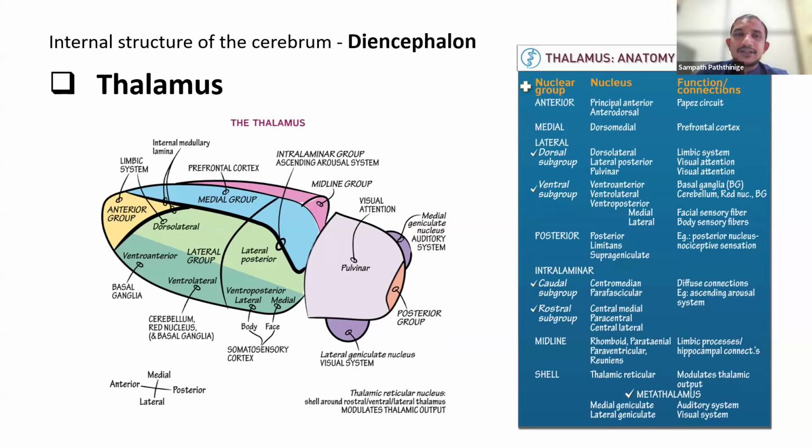You can see the different connections of it. It has connections with the basal ganglia, the limbic system, the cortex, right? The auditory pathway, the visual pathway, both motor and sensory cortex. So it has so many different connections, right? So that is about the thalamus.